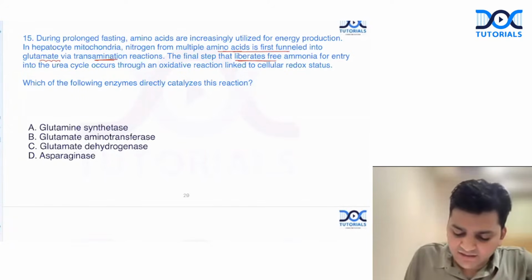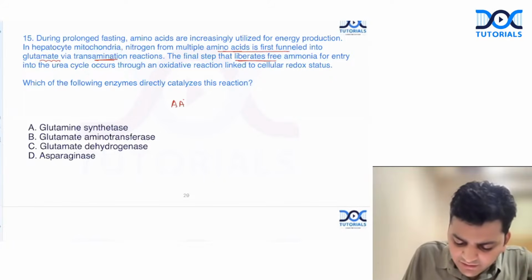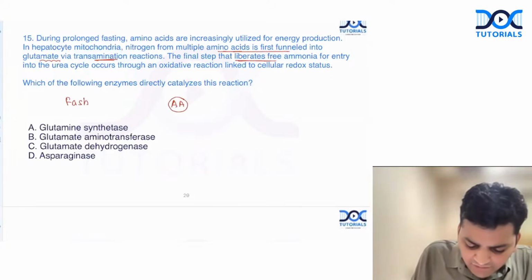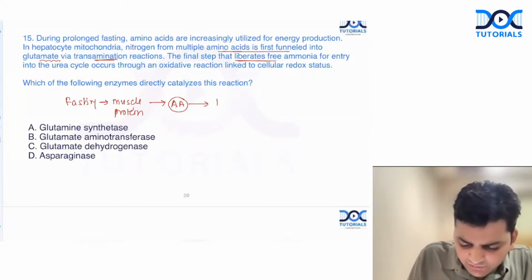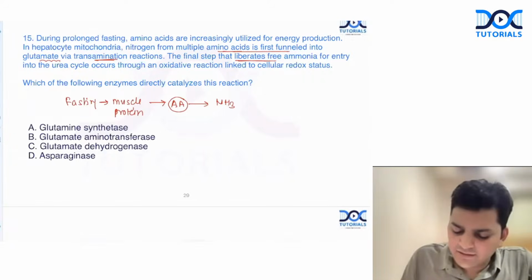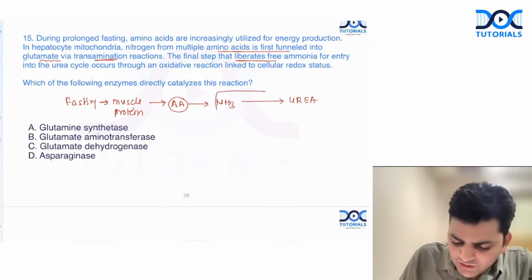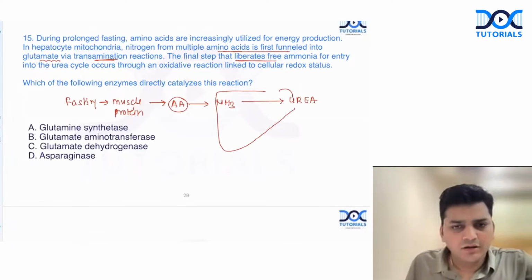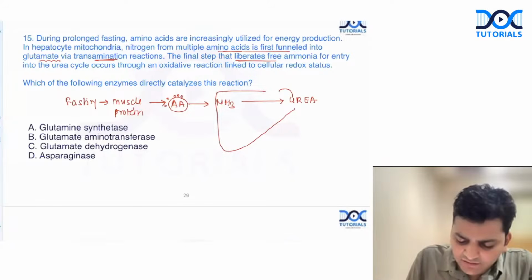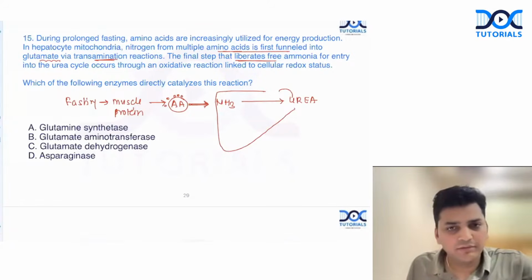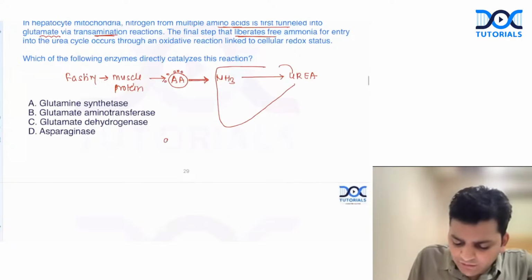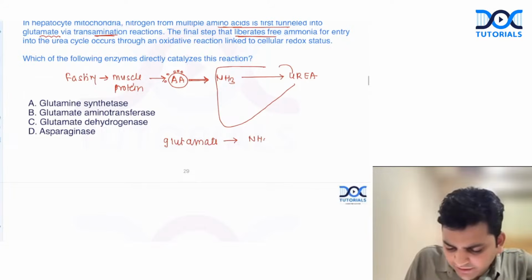What they are saying is that when we are in the fasting state, we start using muscle protein. When you cut the muscle protein, you get amino acids. When you cut the amino acid, you get ammonia. And this ammonia we need to convert into urea, and this conversion only happens in the liver. Now we have different amino acids, and they should donate their ammonia to the liver. But actually, there is only one amino acid which is ready to give the ammonia, and the name of that is glutamate.